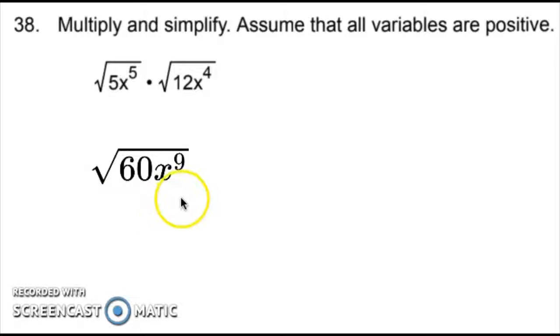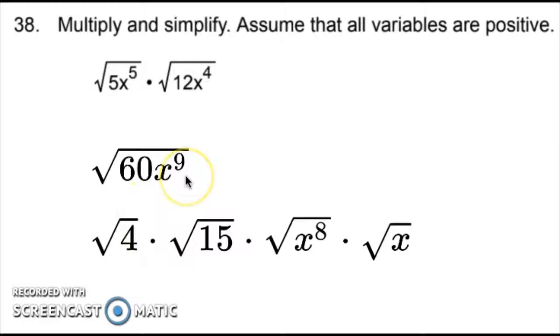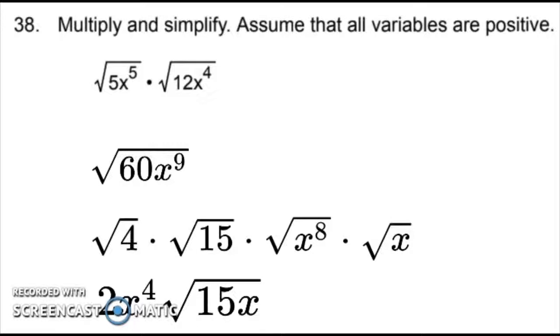Now what we do is we subtract 1 from an odd exponent to take the square root. So the largest perfect square factor of 60 will be 4. So we have square root of 4 times square root of 15 times square root of x to the 8. That's the 9 minus 1. And then this will be that x to the 1 that came out. So square root of 4 is 2. Square root of x to the 8, divide 8 by 2 to take the square root of it. You get x to the 4. So we have 2x to the 4 square root of 15x. And that is my answer for number 38.